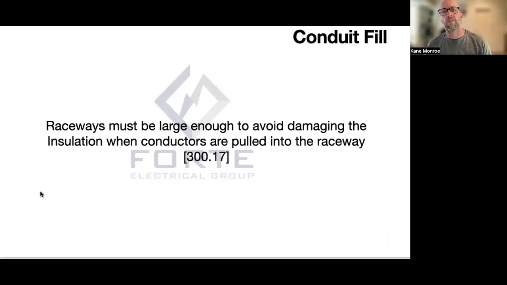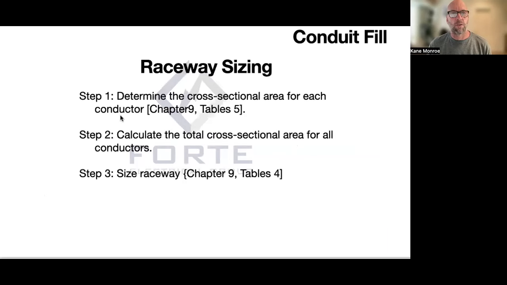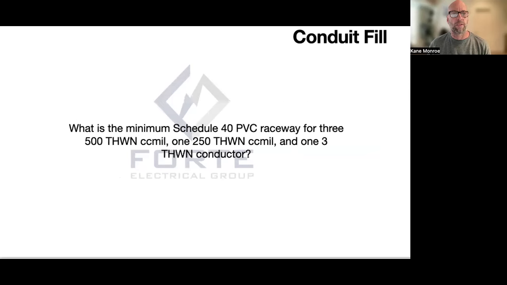Raceways must be large enough to avoid damage to insulation when conductors are pulled in a raceway. So that's at 300.17. Make sure you guys highlight that. That is another great journeyman's question. Raceway sizing, this is kind of the steps you do. Determine the cross-sectional area of each conductor. Calculate the cross-sectional area for all conductors. And then we go to table 5 right here. Then we go to table 4 and size the raceway according to what is required.